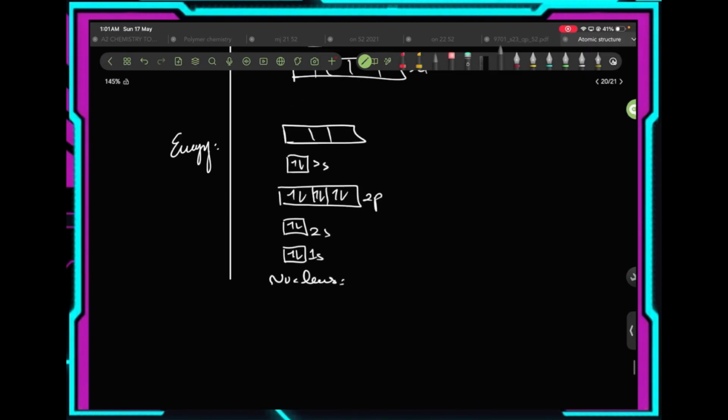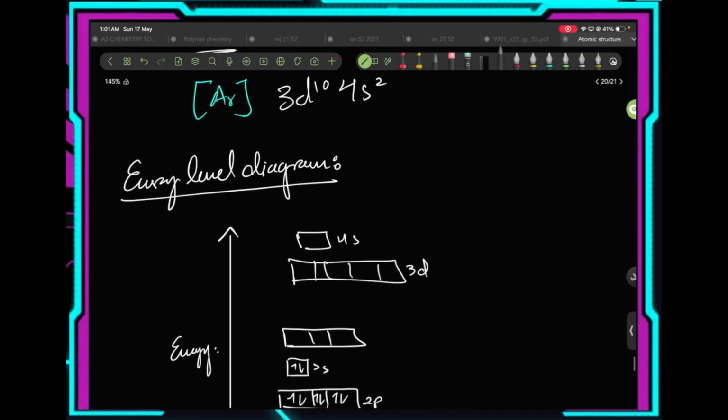Now what I want you to do is do this energy level diagram again for the first, should I say 30? Would that be too much? Okay, first 30 elements.